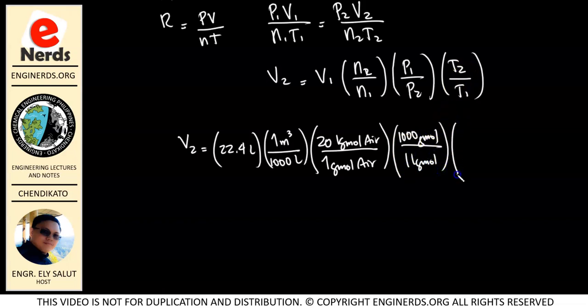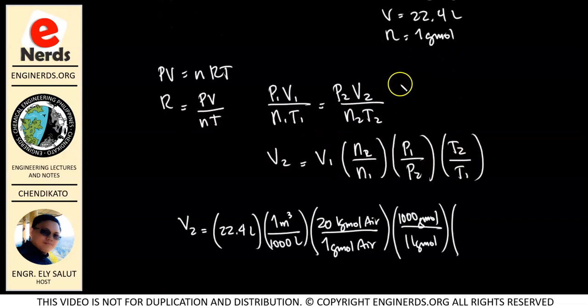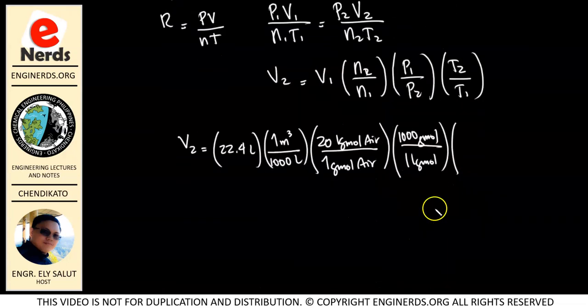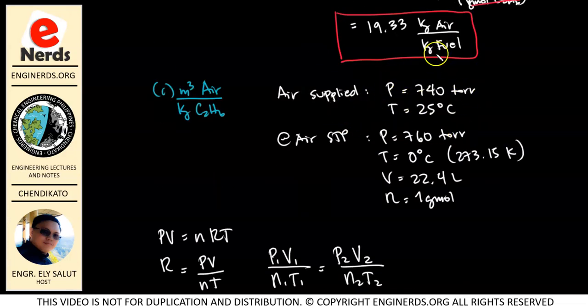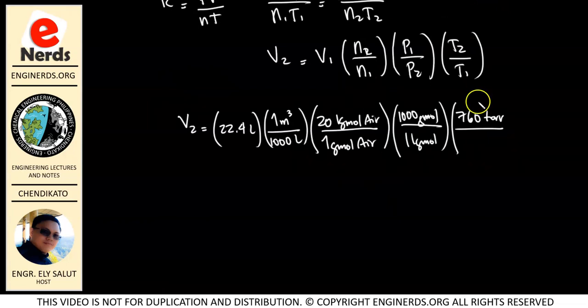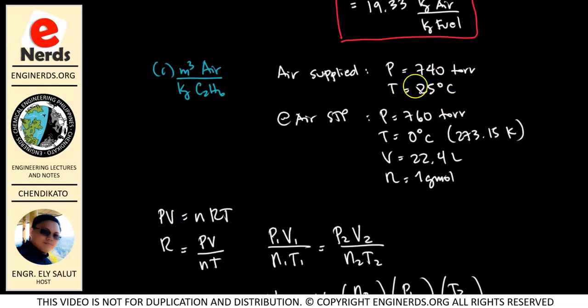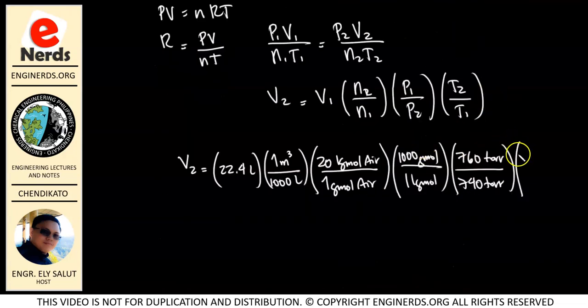Okay, so for our pressure, P1 is the pressure at STP, and we have that here, which is 760 torr. So we have 760 torr over our given pressure, our condition of air, which is 740 torr, then multiplied by T2, our temperature in our air, which is 25 degrees Celsius. So we have 25 plus 273 for it to become Kelvin. Then our temperature at STP is 0 plus 273.